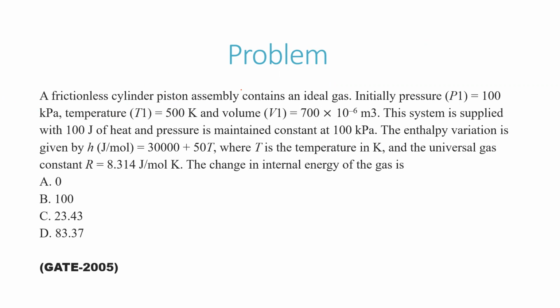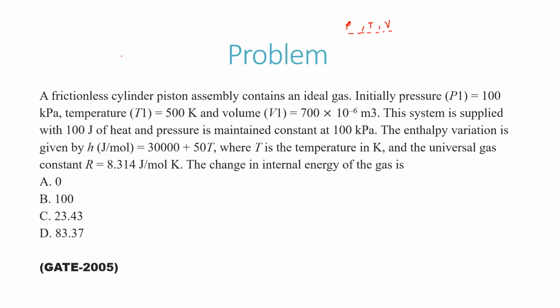cylinder piston assembly contains an ideal gas initially with pressure 100 kilopascal, temperature 500 Kelvin, and volume 700 into 10 to the power minus 6 meter cube. Now remember, in any question, when they give you pressure, temperature, and volume, when they give you all the three, then the first step that you should do is calculate the number of moles using the ideal gas equation. So we will do that before we read the entire question.